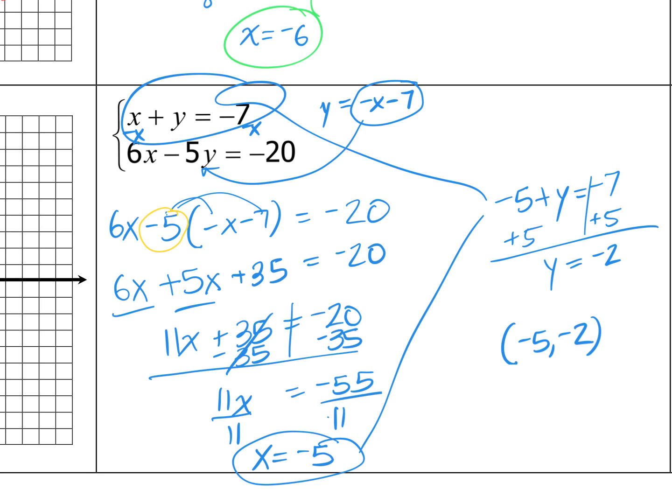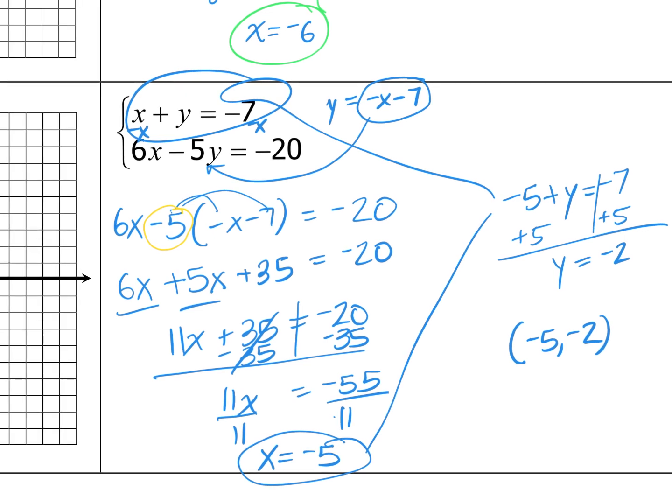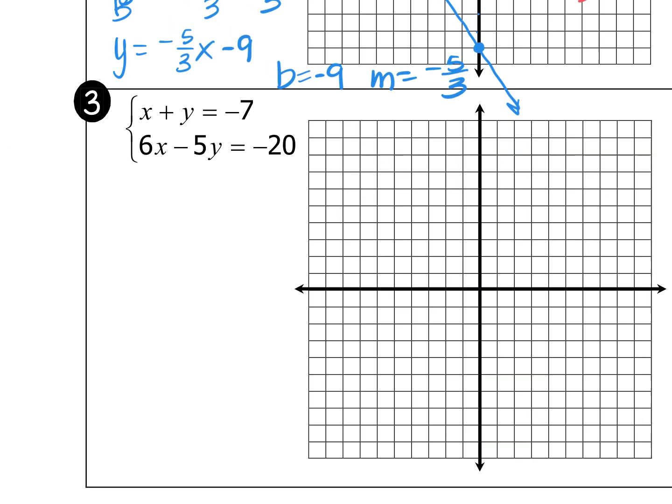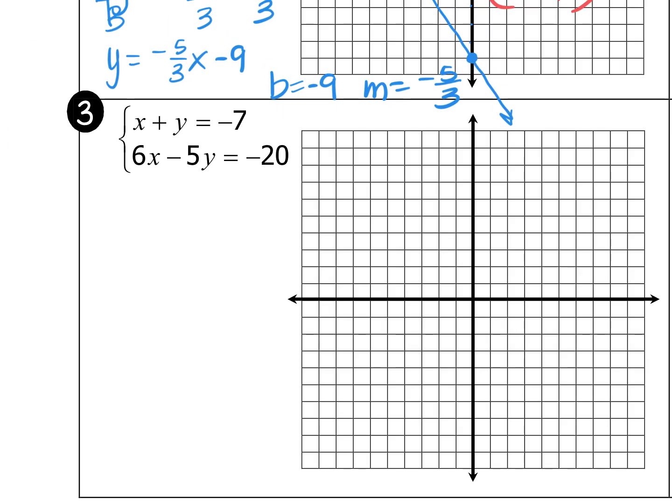Now let's look at the graphing. Graphing would not be my first choice on this simply because neither one of them is in slope-intercept form. It doesn't mean that I can't get them into slope-intercept form, but if I had a choice on this, I would not graph it. But let's say we don't have a choice. In order to get y by itself, I'm going to have to subtract x from both sides. So y equals negative x minus 7.